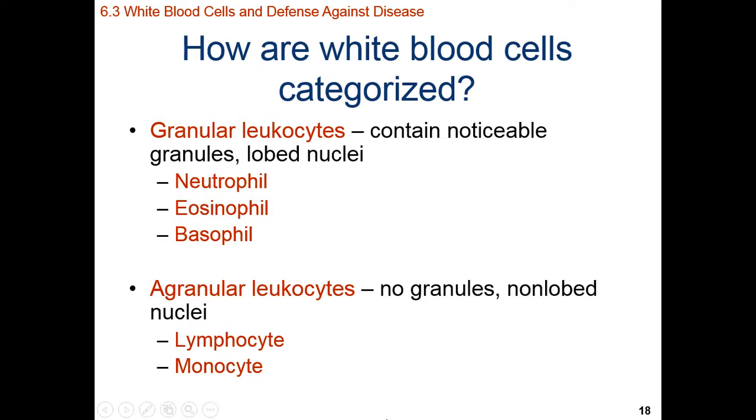So let's talk about our granular leukocytes. They contain those granules and lobed nuclei. So if you see funny shaped nuclei within a white blood cell, that's a big clue that you're looking at a granular leukocyte. Although probably you would be distracted by the fact that there's all these speckles all over the place. The neutrophils contain very light colored speckles, the eosinophils contain pink or red colored speckles, and the basophils contain dark purple speckles.